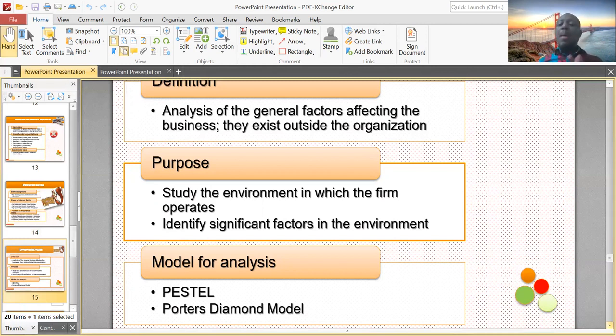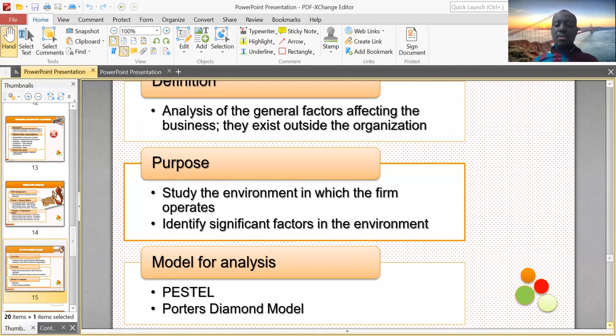So there are strategic models for doing this. We'll be talking about strategic models in a lot more detail as we go on. But two of the models that we use to do our environmental analysis are the PESTEL model and the Porter's Diamond framework or model. So let's dive into these two models. Let's try to understand the brain behind these models, the limitations, and how we can apply them. So stay with me while we go through this.